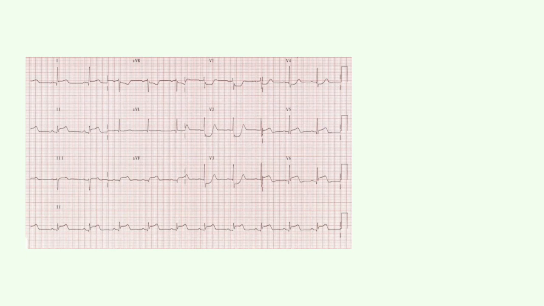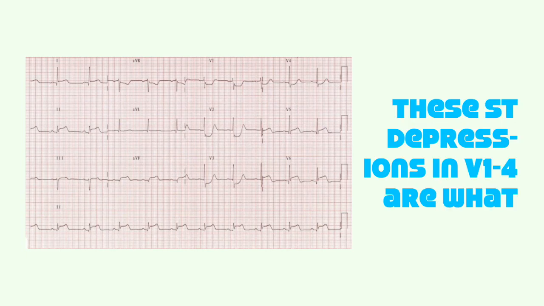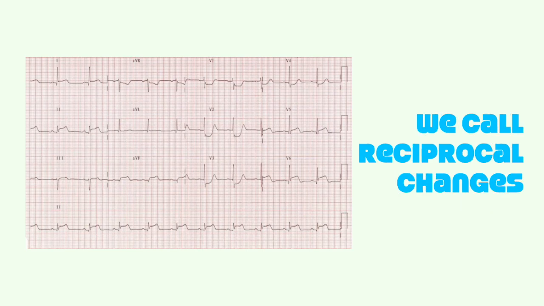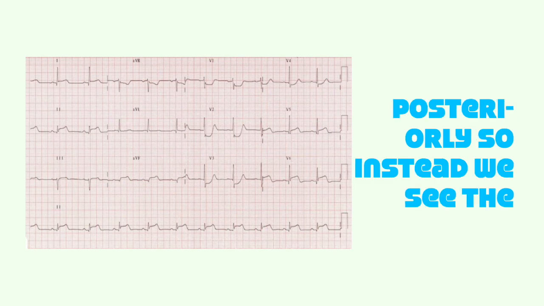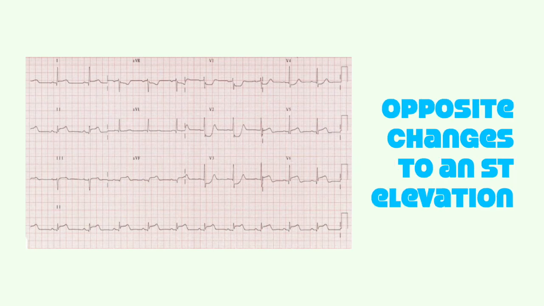But V1, 2, 3 and 4 have ST depressions. These ST depressions in V1 to 4 are what we call reciprocal changes. The infarction is taking place posteriorly, so instead we see the opposite changes to an ST elevation.